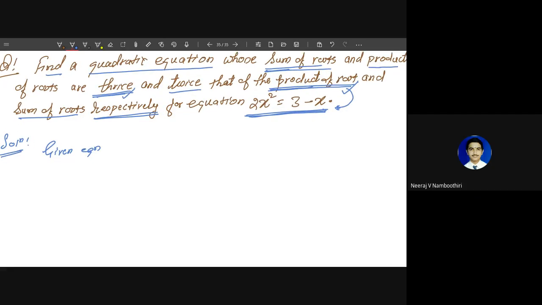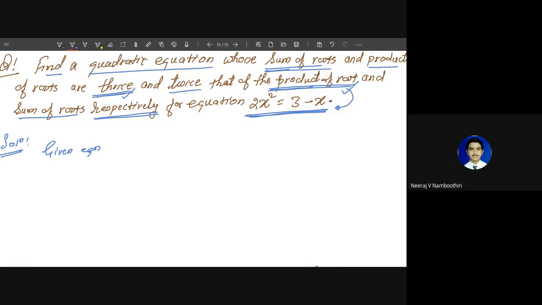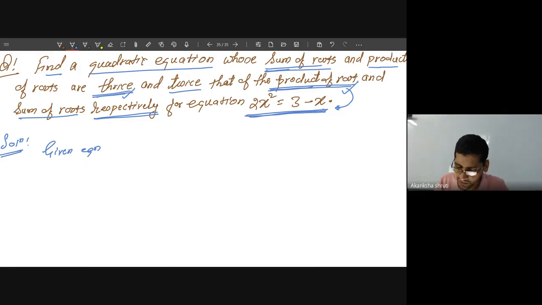Sir, yes, tell me your answer. Sir, I don't know if it is correct, but the answer is x square plus 9x/2 minus 1. Okay, means 2x square then 9x minus 1, x square plus 9x/2 minus 1 is equal to, okay, minus 1 means plus 1. Okay, please verify with me.